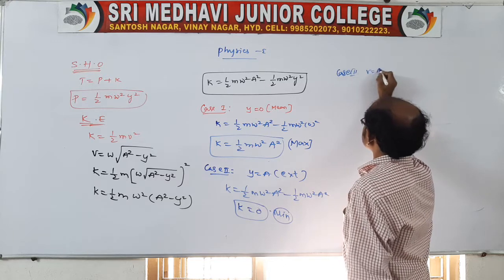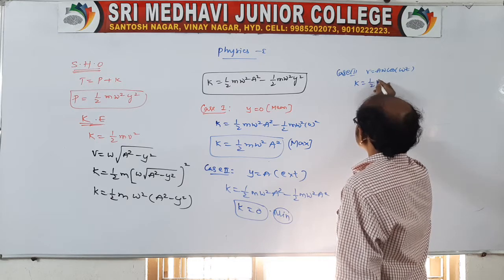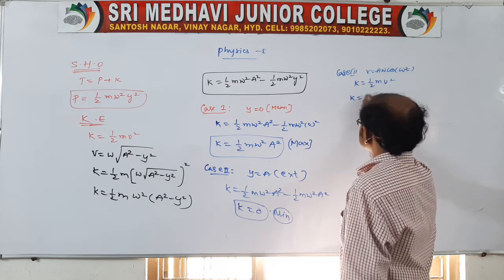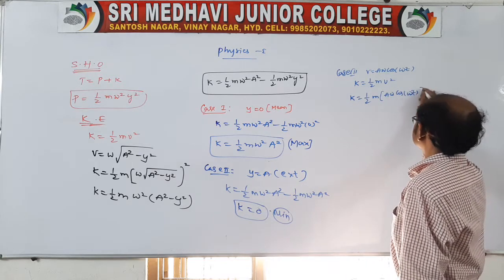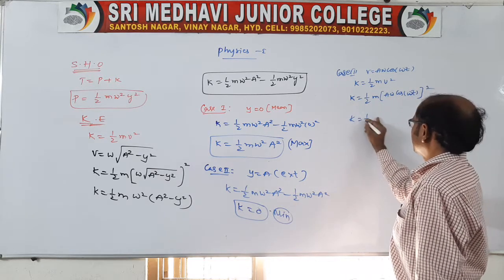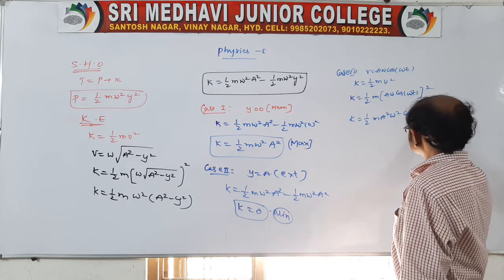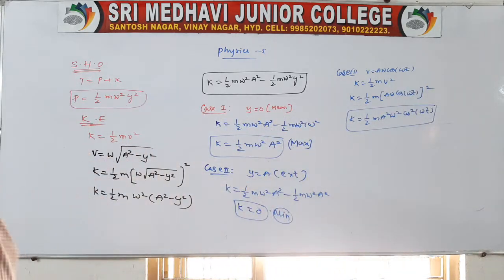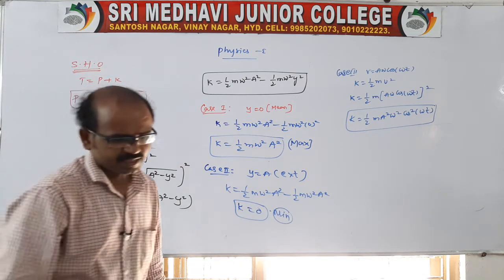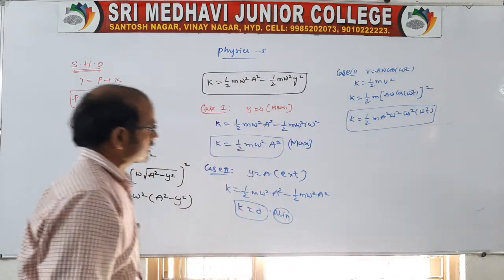And here is the third case I would like to tell you, case 3. We know v is equal to a omega cos omega t. Do you remember this? And kinetic energy is half m v square. So K is equal to half m into v, which is a omega cos omega t, the whole square. So K is equal to half m a square omega square cos square omega t. This is the kinetic energy. Now what we have to find? Actually the total energy. But before that, I would like to tell you the graph for the kinetic energy.